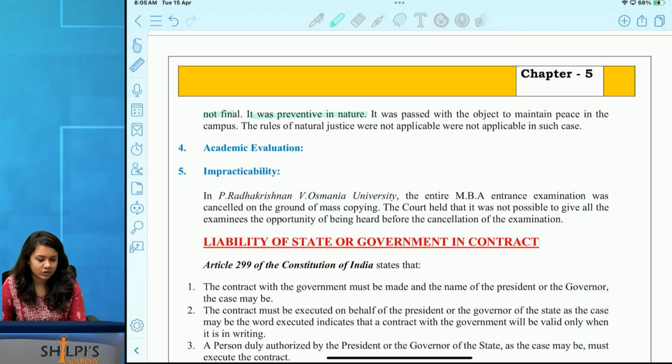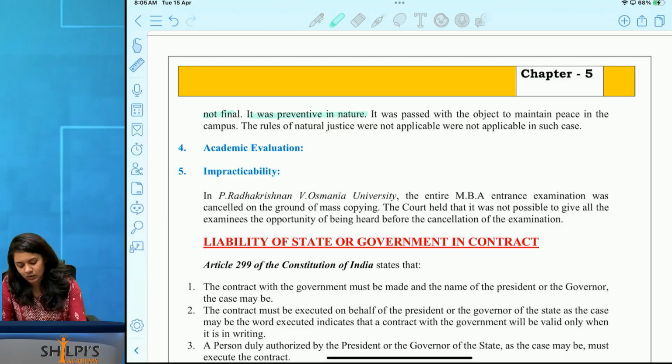Academic evaluation. Academic evaluation is technically outside the scope of the principles of natural justice, because the teacher who is teaching you will also be the examiner, the person who is correcting your papers, and they are entitled to give you the marks that are required to be given. You do not need to be given a chance to be heard for them to give a final decision.